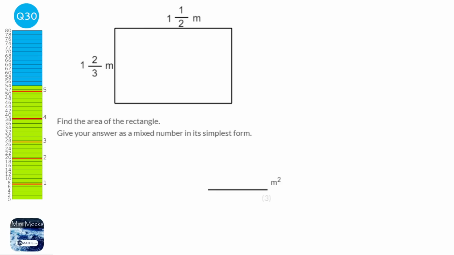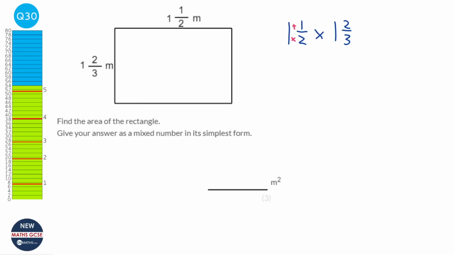To work out the area of a rectangle, we just multiply the width and the length. Here they are mixed numbers, so all we do is the width times the length. Now when you multiply with fractions, always make them top heavy first, or improper, and to do that you times the big number by the bottom and add it to the top.